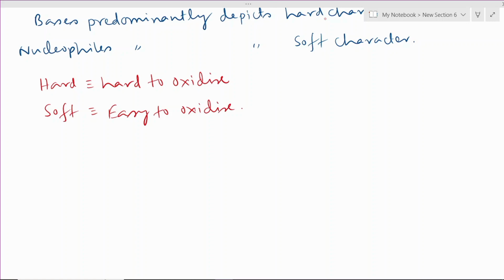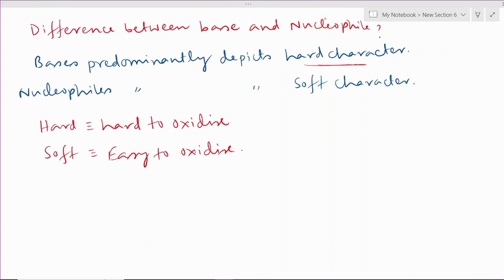In other words, a nucleophile readily donates an electron pair, but bases do not. Bases only donate an electron pair to acidic protons, that is, they abstract acidic protons. Thus, bases abstract acidic protons.